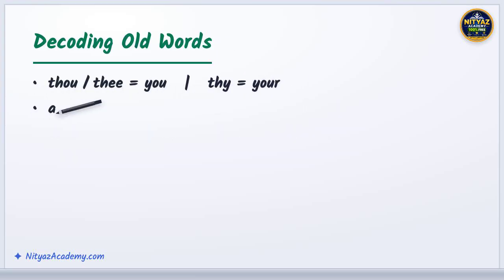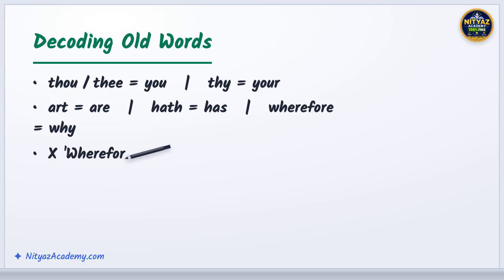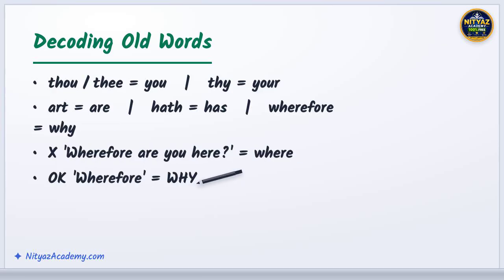Shakespeare's old words trip up many readers, but a few keys unlock most lines. Thou and thee simply mean you, and thy means your. Art is are, hath is has. The famous trap is wherefore. It means why, not where. So, wherefore art thou is asking, why are you, not where are you? Learn these, and the fog clears fast.